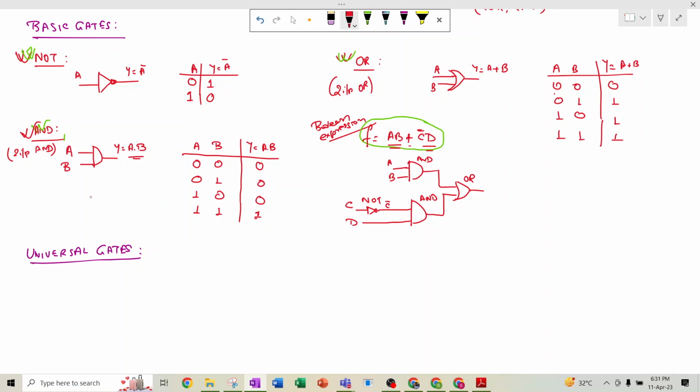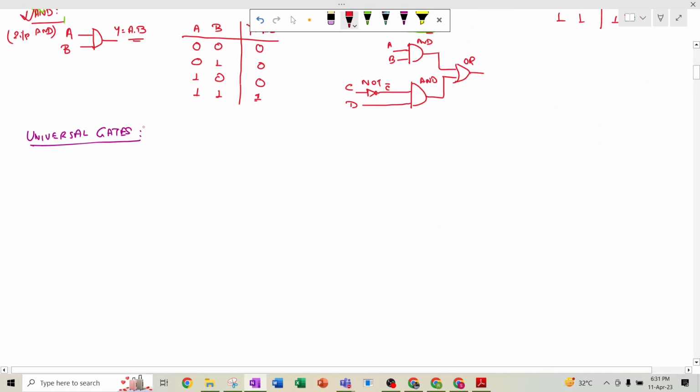So now, what are the universal gates? There are basically two types of universal gates that we generally use. One is the NAND gate, and another one is the NOR. So I will discuss NAND first, the two input NAND gate.